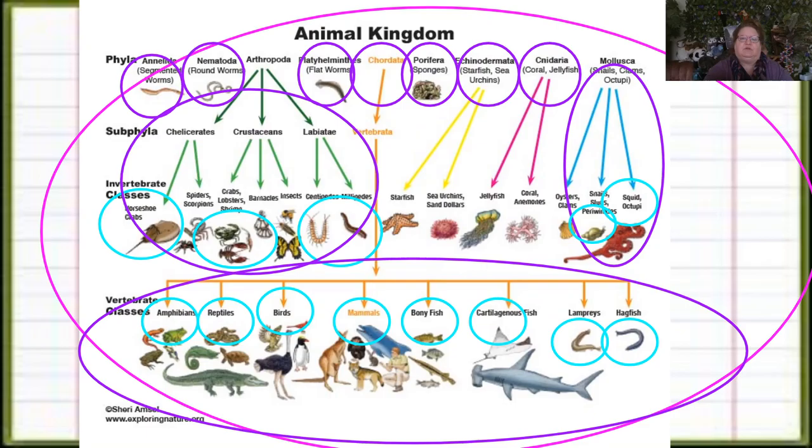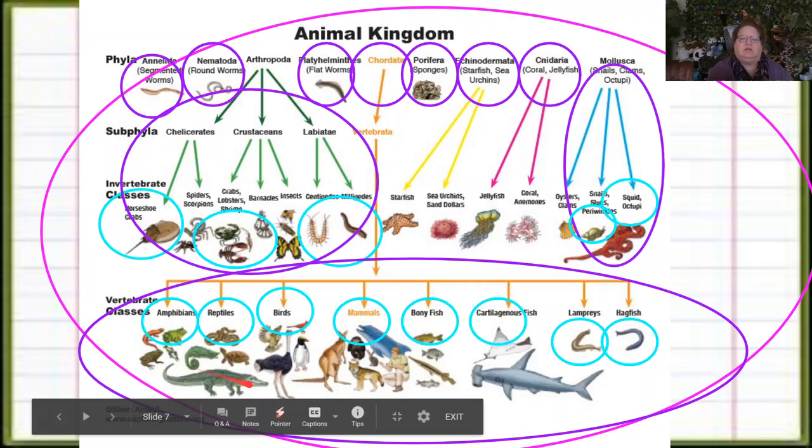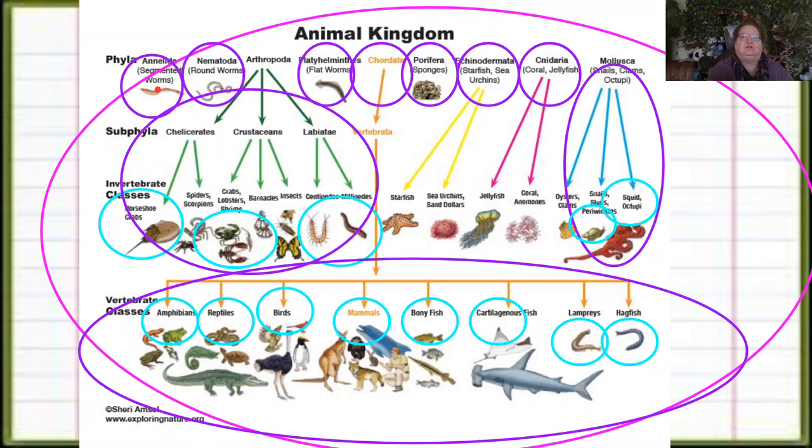So this is just another way to illustrate this. So notice the pink circle in the animal kingdom encompasses all of these animals. So all the way down to worms and jellyfish, they're all animals. But notice the purple circles would be the phyla. So each one of these. So notice there are 1, 2, 3, 4, 5, 6, 7, 8, 9, 10 phyla in the animal kingdom. Now within the phyla, there are different classes. So the mollusk phyla have 1, 2, 3 classes in the blue. The invertebrate classes in the arthropod phyla, we would have 1, 2, 3, at least 3 classes in the arthropod phyla.